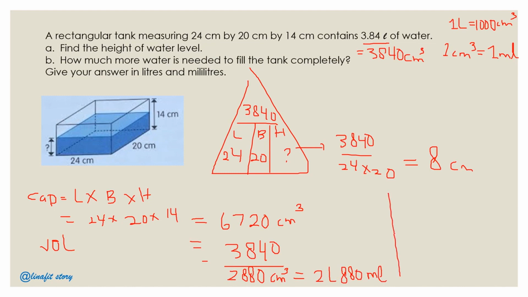Another way to find the answer of question B. We should find the difference between the height of tank and the height of the water level. So the height of the tank is 14. The height of the water level is 8 cm. So 14 minus 8 is 6. So how much more water is needed to fill the tank completely? 24 times 20 times 6 equals 2880 cubic cm.